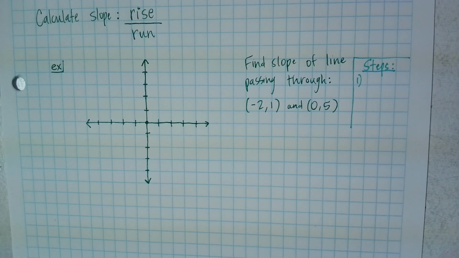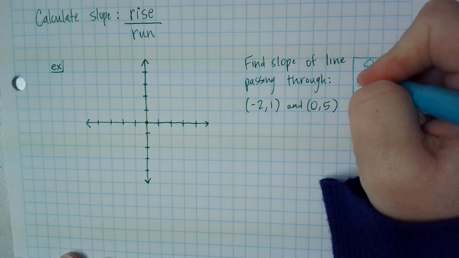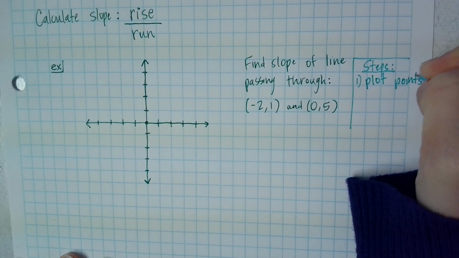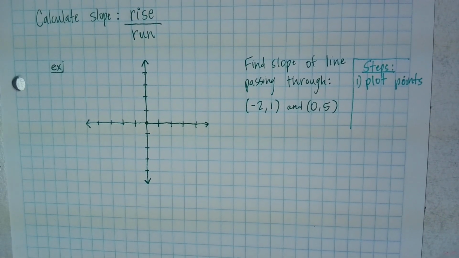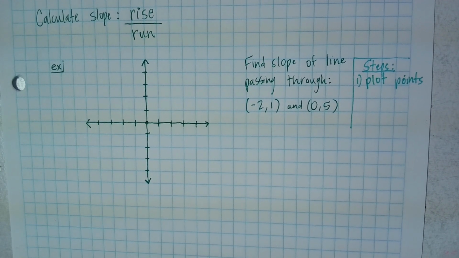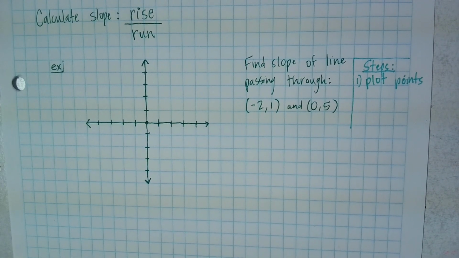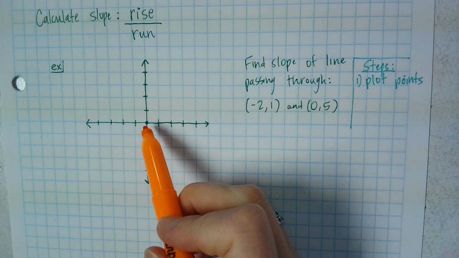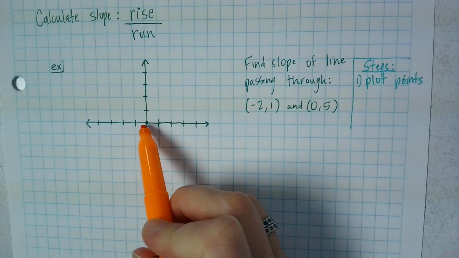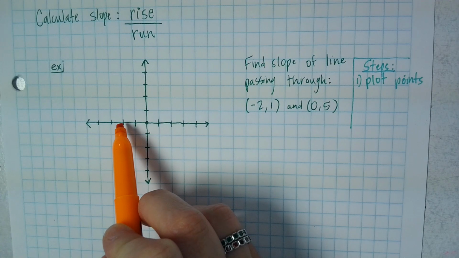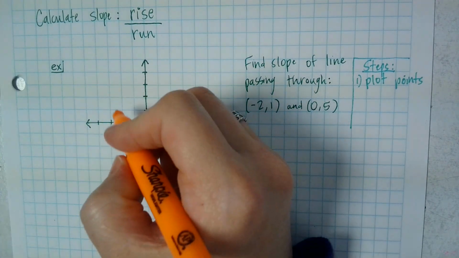Okay, ready? Step 1 is we're going to plot our points. So let's plot, I'll do it with my highlighter. -2, 1. Where do you start when you plot a point? The origin. -2 tells me to go what direction? Left 2. And then +1 tells me to go what direction? Up 1. So we plot a point there.